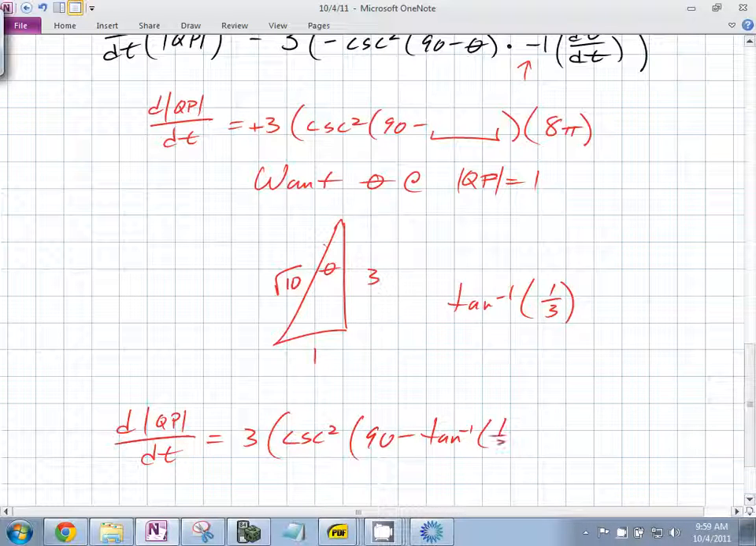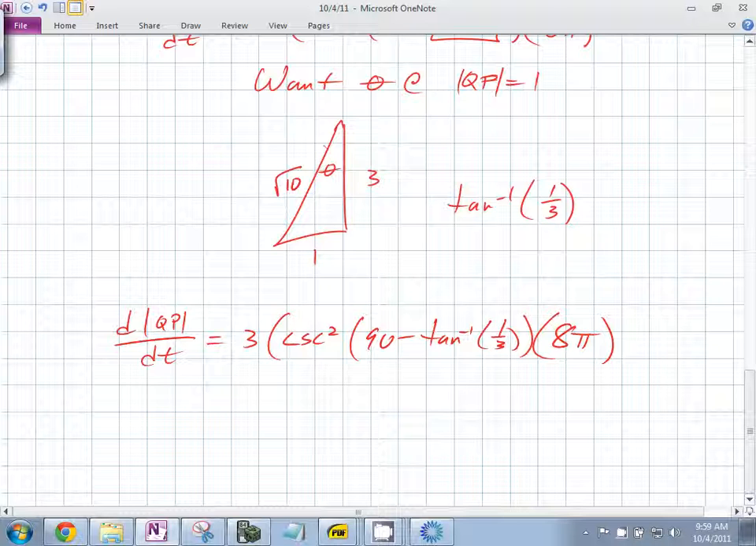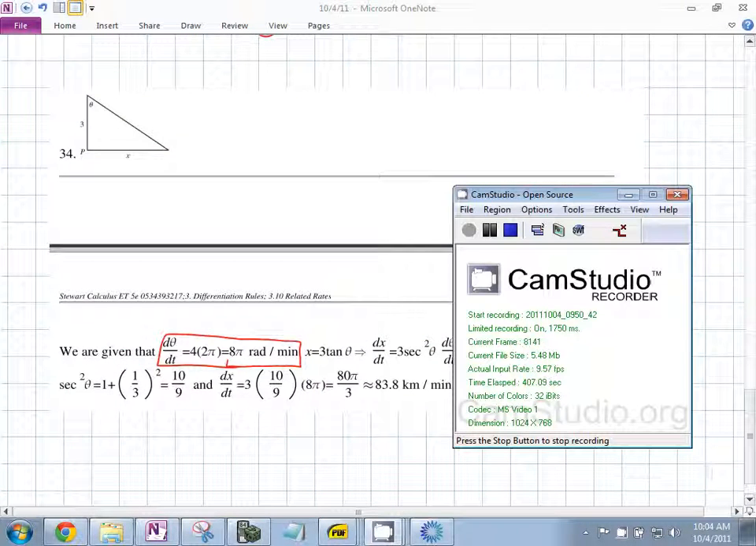of 1/3 times what? 8 pi. Can you guys do that out in your calculator? I'm going to do it out too, and we'll see if we can come to an agreement. And maybe it's what the book says too. Radians a minute. We did get that.